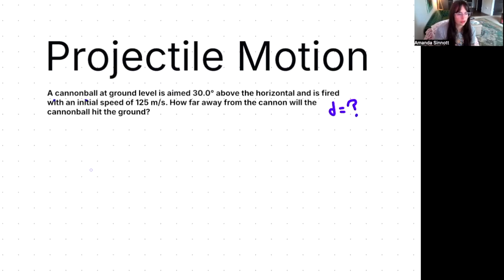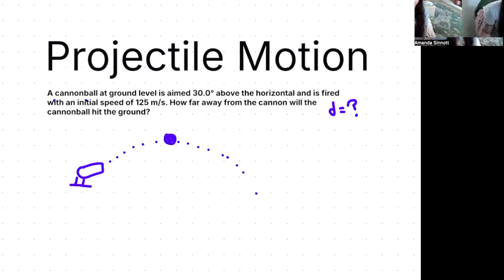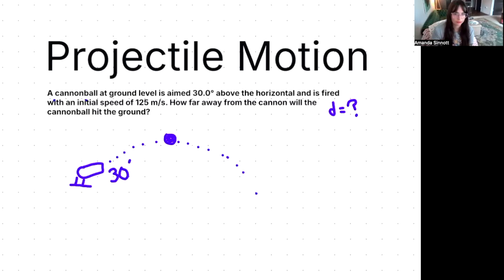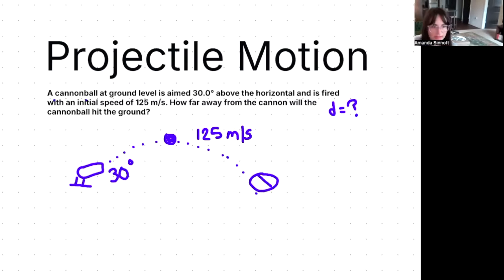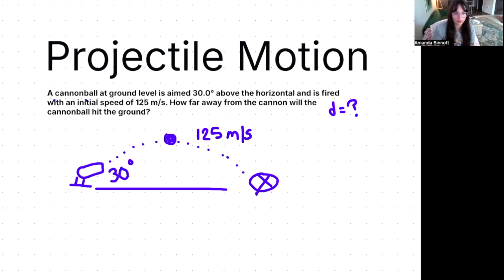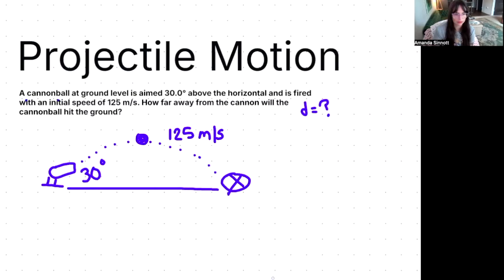Now let's draw our little cannonball here. Okay, here's our cannon. We know it's at a 30-degree angle, and we know it's traveling 125 meters per second. This question's asking us, how far away does it land? So it should land right here. How far away is that from here? We're looking for horizontal, right? So how far away will it land? That's going to be horizontal.